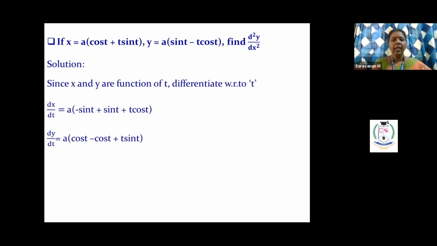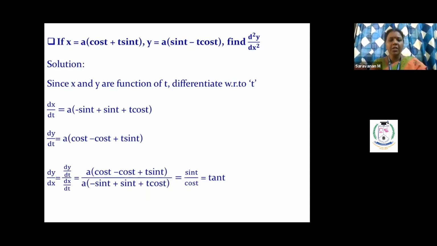Now, what we have to do? We have to divide dy by dt by dx by dt. Okay, so we'll be getting dy by dx. So just I have mentioned here, dy by dx is equal to dy by dt divided by dx by dt. And writing the dy by dt term, a into cos t minus cos t plus t sin t, divided by the dx by dt term, a times minus sin t plus t cos t. See, while writing this, be careful. You have to write in the numerator the dy by dt term and in the denominator the dx by dt term. Okay, and simplifying we are getting tan t.